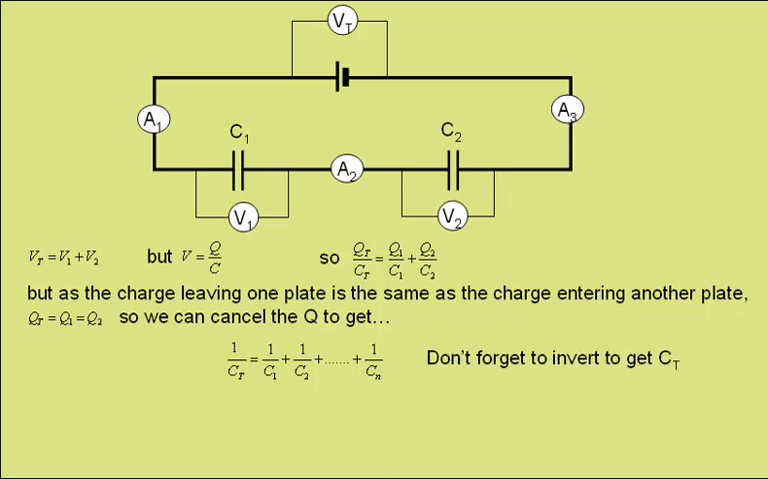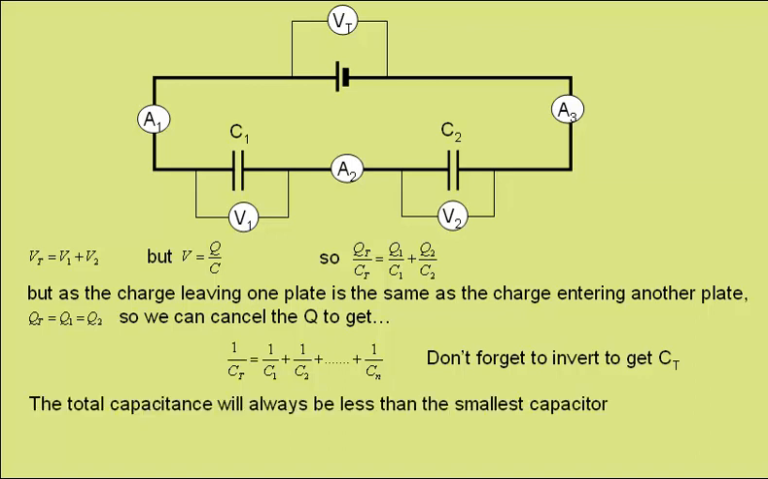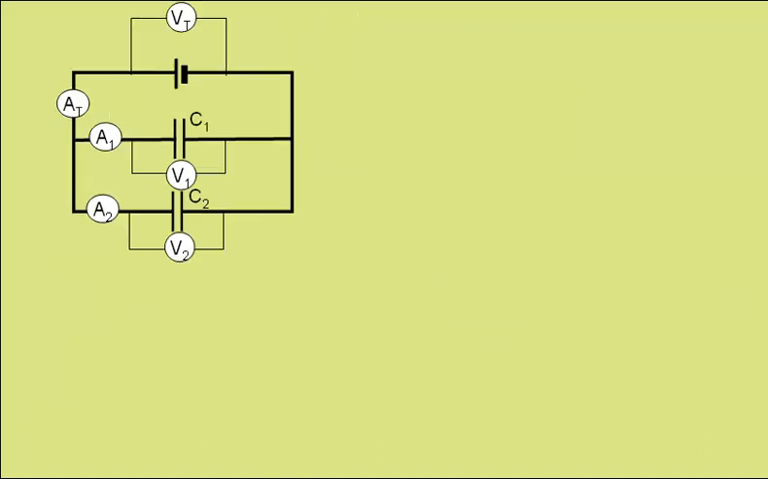Don't forget to invert at the end of the calculation to find the total capacitance. As a quick check, the total capacitance will always be less than the value of the smallest capacitor in the circuit. Now let's look at parallel circuits.